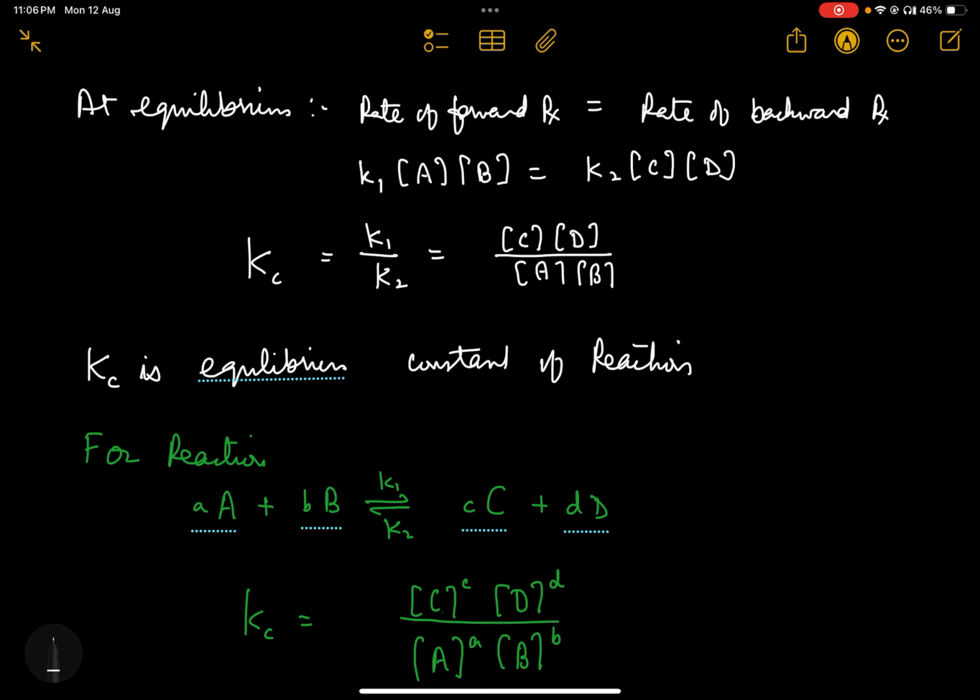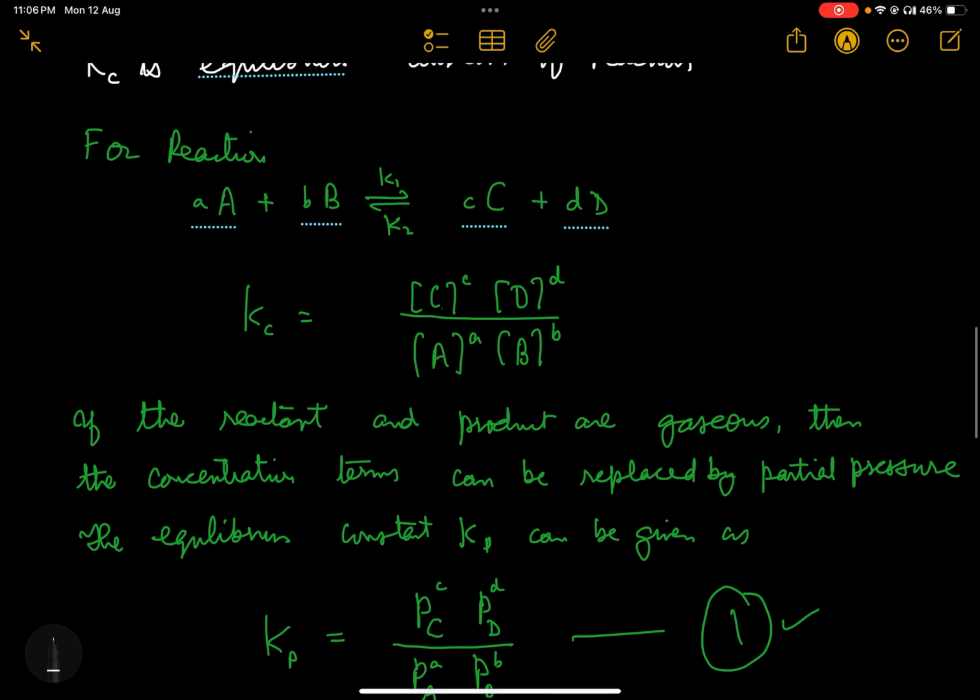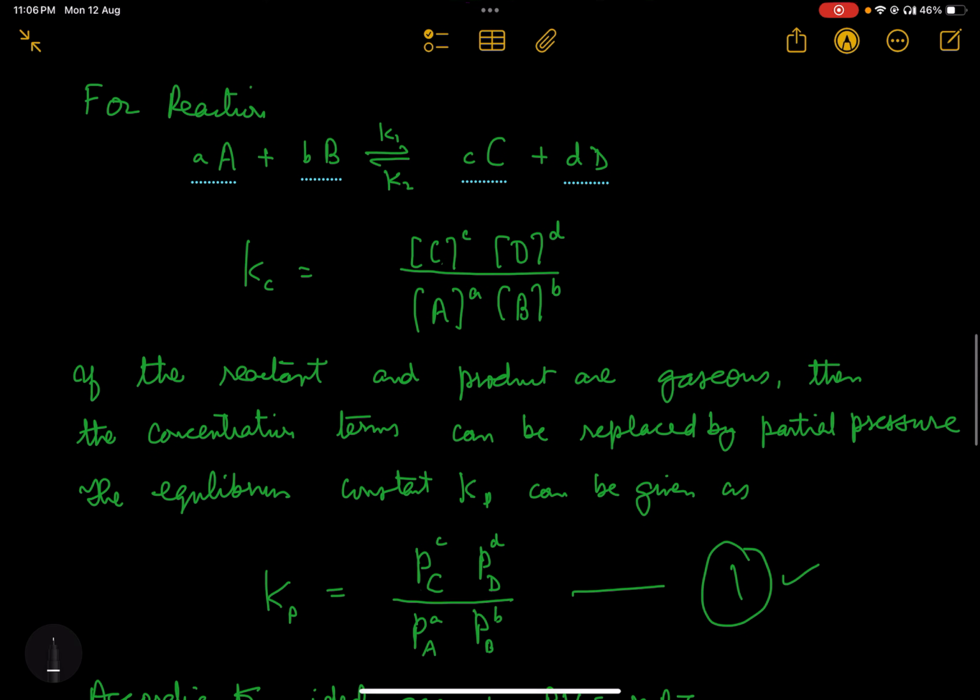Let me take another reaction where a moles of A and b moles of B react to give c moles of C and d moles of D, with rate constants of forward and backward reaction being K1 and K2 respectively. Here, the equilibrium constant we get is concentration of C raised to the power of c multiplied by concentration of D raised to the power of d divided by concentration of A raised to the power of a and B raised to the power of b.